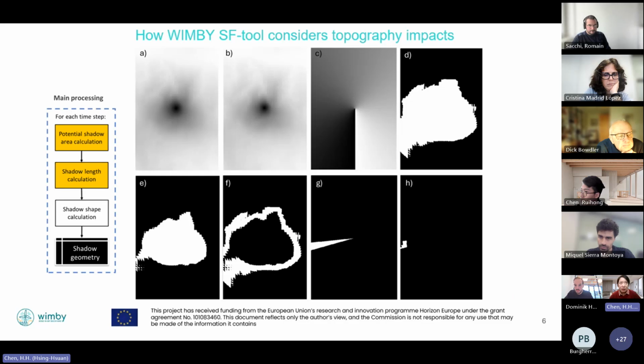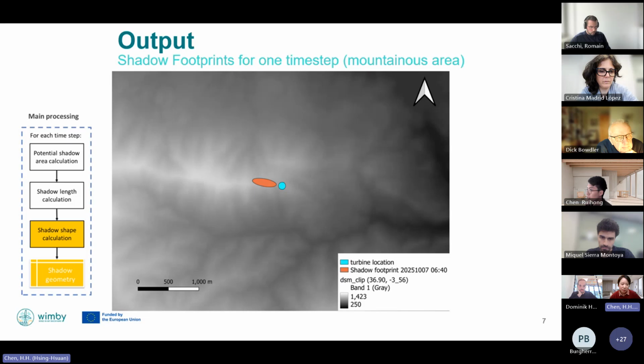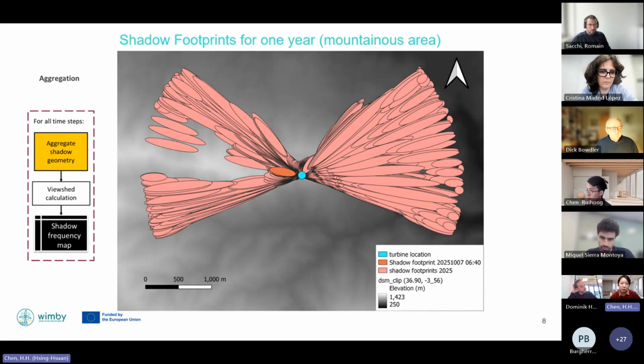This is how we include the topography impact in our tool, which I won't go into detail about, but from the topography data you can calculate where one time step shadow flicker impact is located here. We also have to calculate the shape of the turbine shadow cast on the topography, which is shown here, and after having one time step, we can aggregate it to the full year like this. This is in a mountainous area in Spain. You can see that the lighter area here means higher elevation. Basically a hill here blocks the shadow so it cannot go through it, so it makes sense.